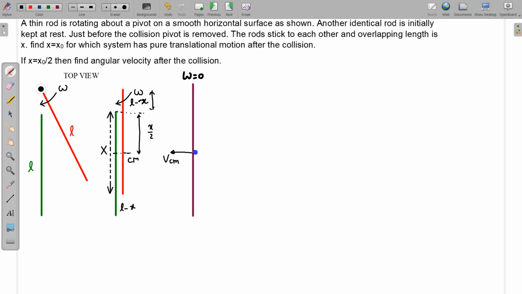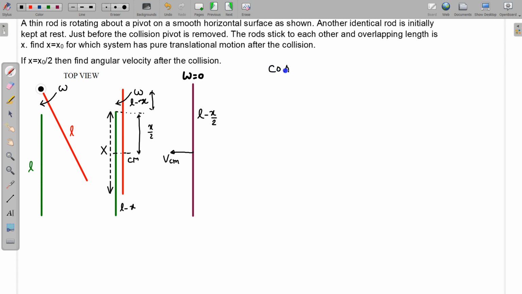This is the center of mass of the system, and this distance will be L minus x plus x by 2. So this will be L minus x by 2. So this is the distance of the center of mass.